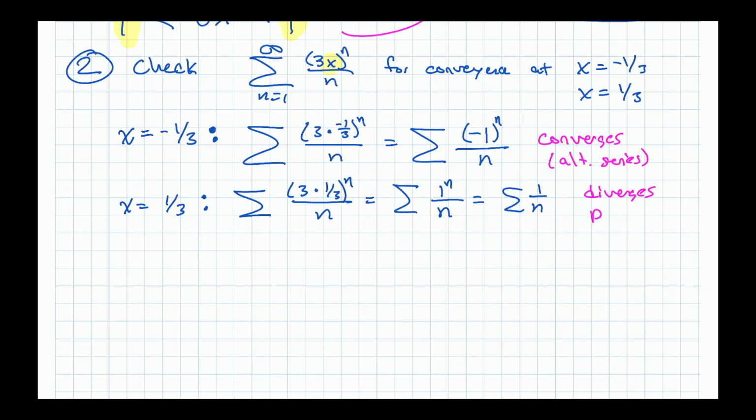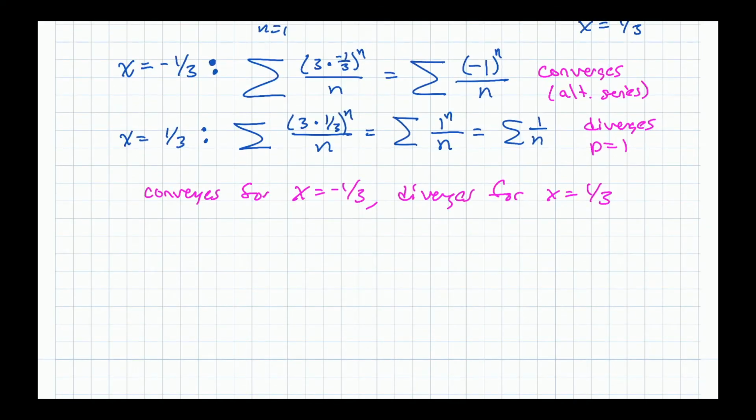You could say it's p equals 1. That's why. It's also called the harmonic series, and we specifically learned that it diverged. So there you go. Now you put this information together. So we know that it converges for x equals negative 1/3 and diverges for x equals positive 1/3. So you just combine that with the information that you already knew.